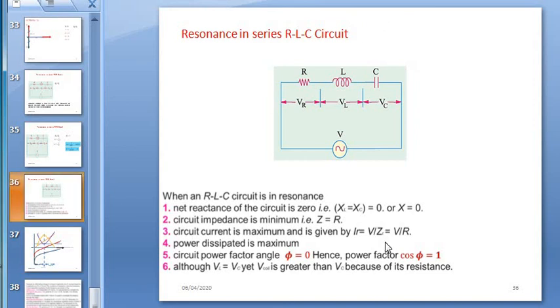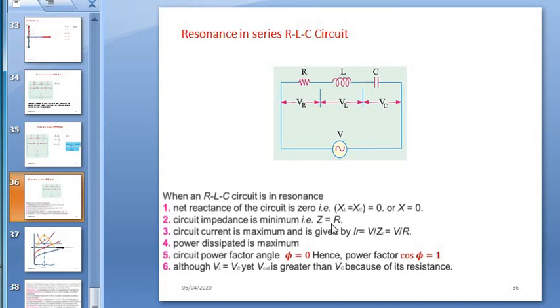When the RLC series circuit is under the resonance condition, these are the important points. The net reactance of the circuit X will become 0. Since XL is equal to XC, X, which is XL minus XC or XC minus XL, obviously will become 0. The circuit impedance will be minimum. Why will it be minimum? Because from this impedance, the X part is 0. Therefore it is minimum.